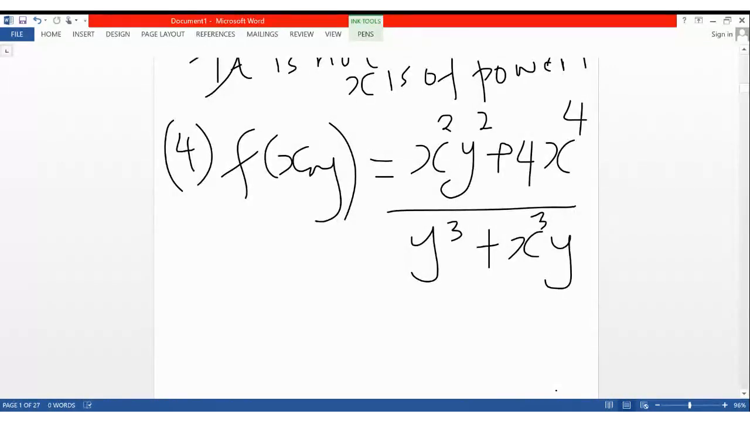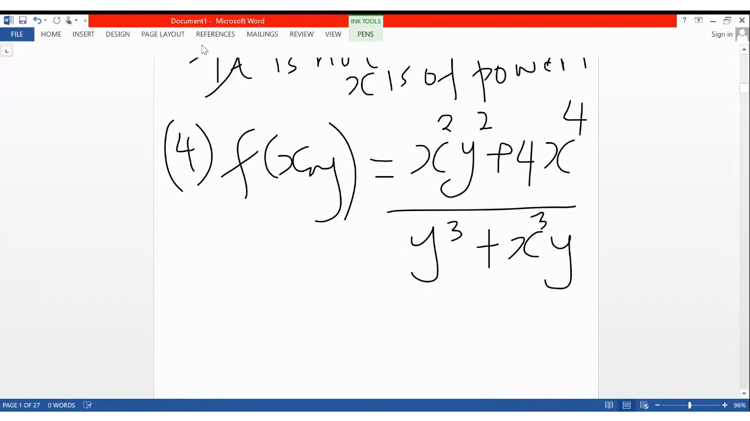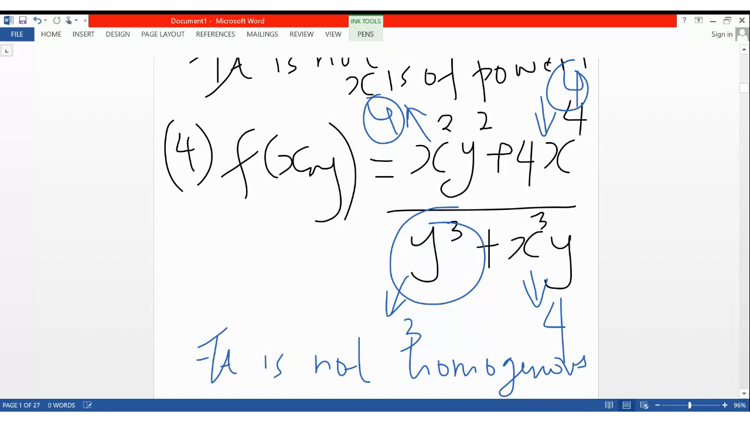Because of this function here. This function here, let me put it in blue, this one. This one here is of power 3. These, if you add them, will be power 4. This one is power 4. So because of one function, it is not what? It is not homogeneous. It cannot be homogeneous just because of that.